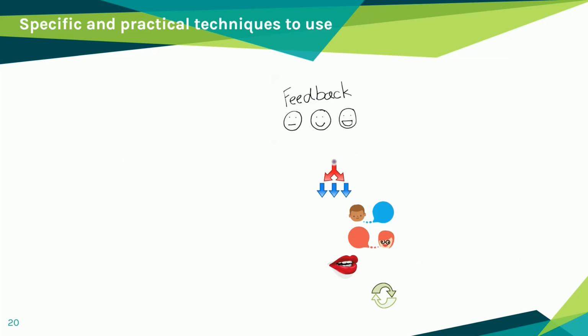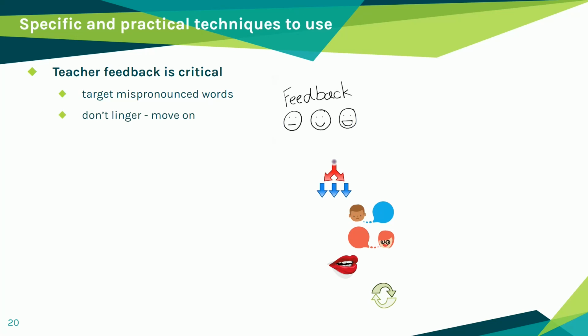So let's move on to the next part, specific and practical techniques to use. So of course, feedback from the teacher to the learner is critical. You need to target those mispronounced words and let them know of their progress with that. But don't linger on too long. Try to move on. If there are serious challenges and it'll take maybe several sessions to get through certain pronunciation, then okay, treat it more as a long-term objective and focus on it next session and so on.